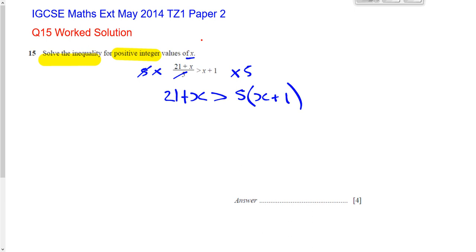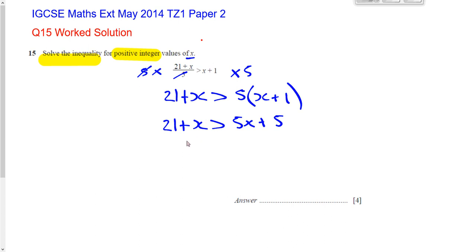Okay, so let's just expand our brackets there. 5 multiplied by x is going to be 5x. 5 times 1 is going to be plus 5. All right, getting there. Now we're trying to isolate our x on one side. It doesn't matter which side, let's just leave it where it is. So we'll keep this x here, but let's get rid of this one on this side because we want it just on one side.